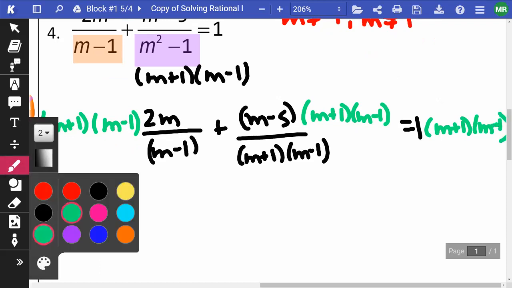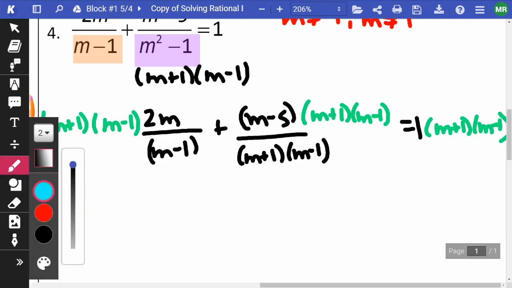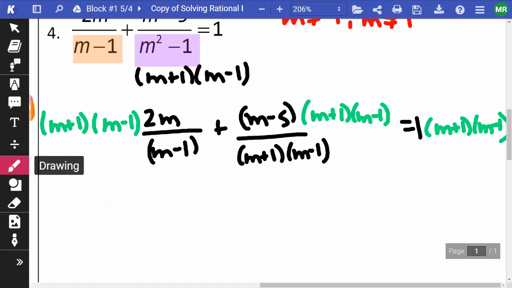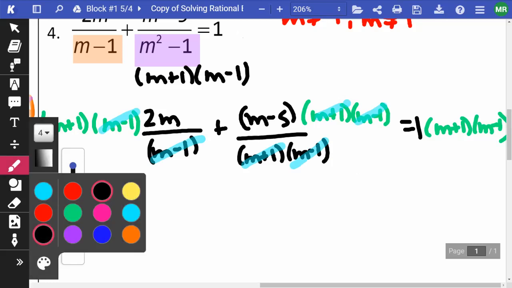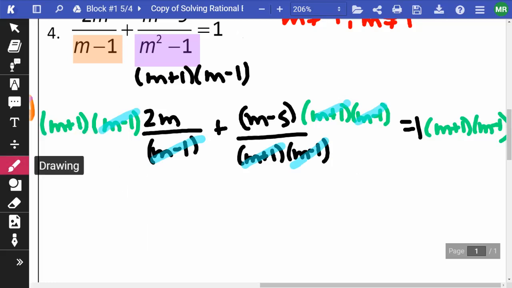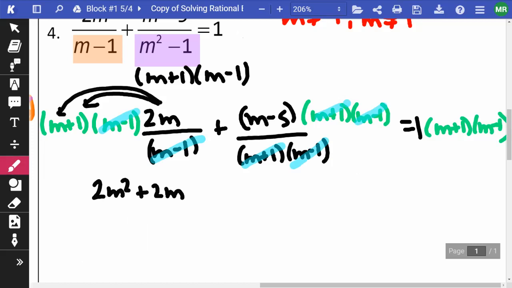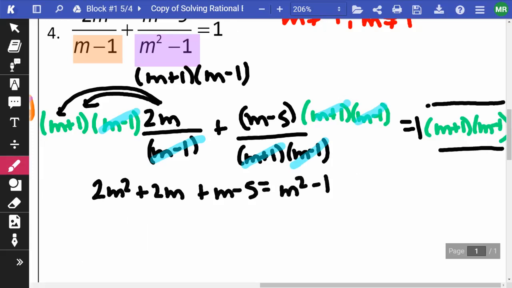Okay, and let's see what can cancel out. So when I'm doing this, m minus 1 and this m minus 1, m plus 1, m plus 1, m minus 1, m minus 1. And I am going to be left with 2m squared plus 2m, with this multiplying with this and this. And then plus m minus 5 equals. And then over here, this right here is again m squared minus 1 and when I multiply that out.